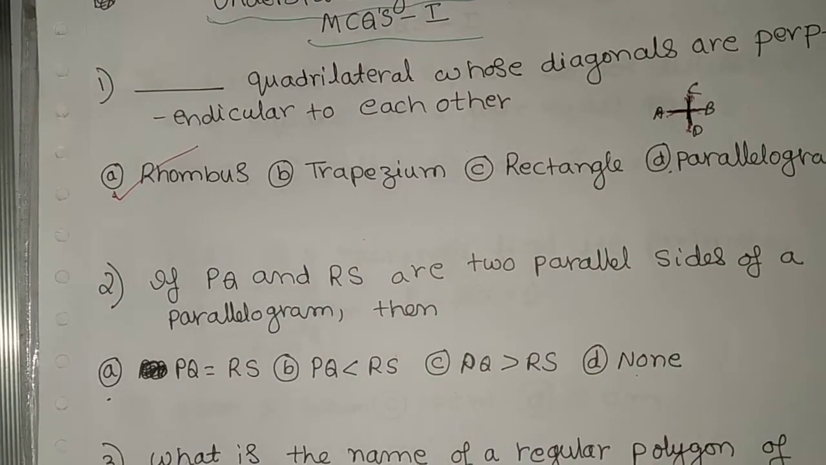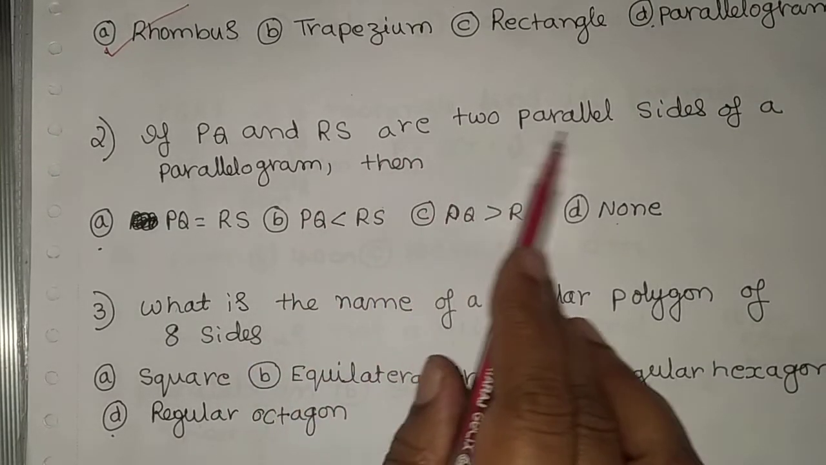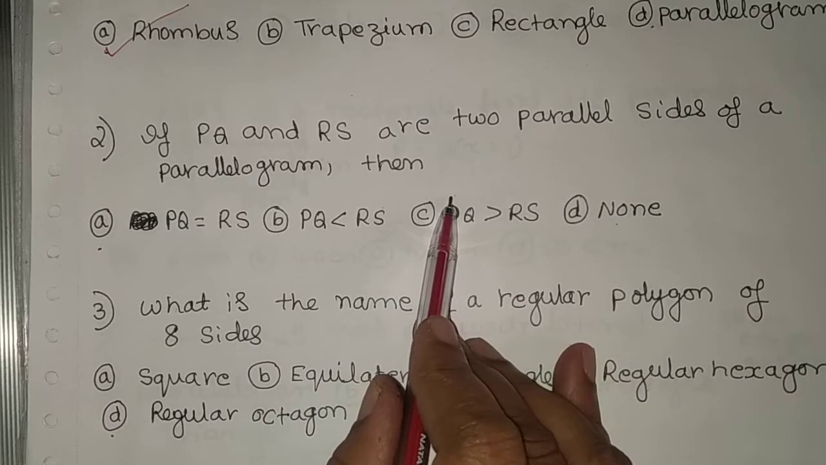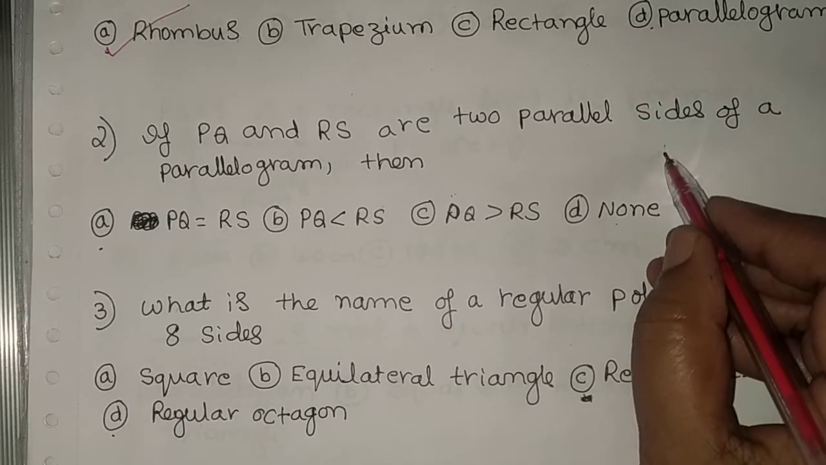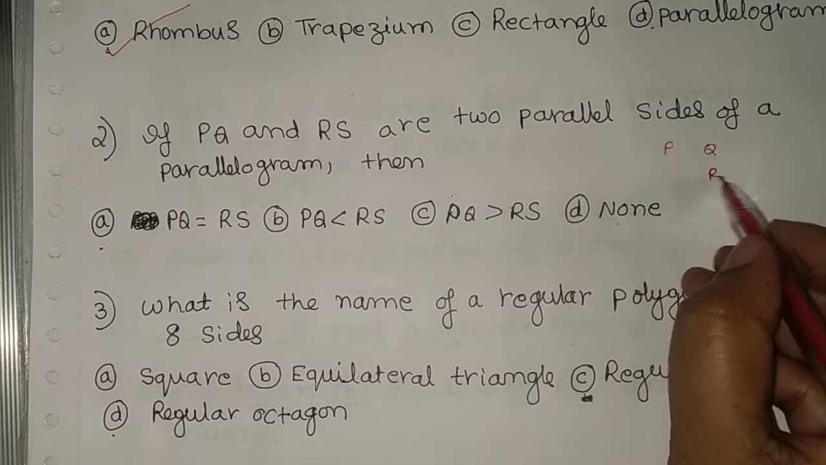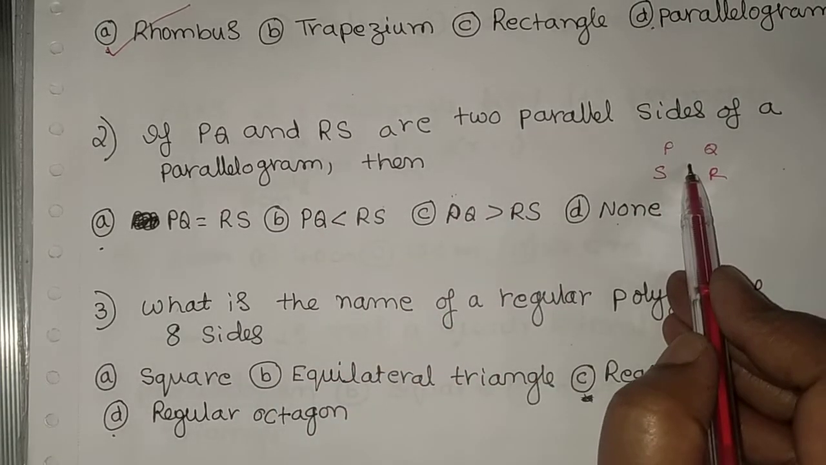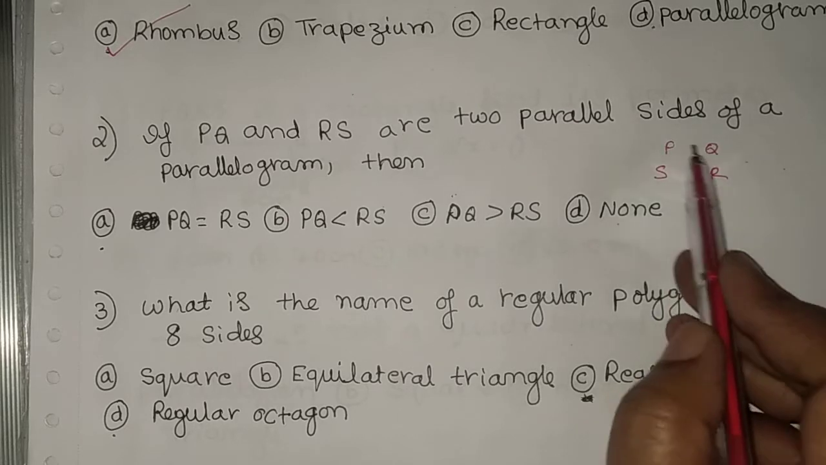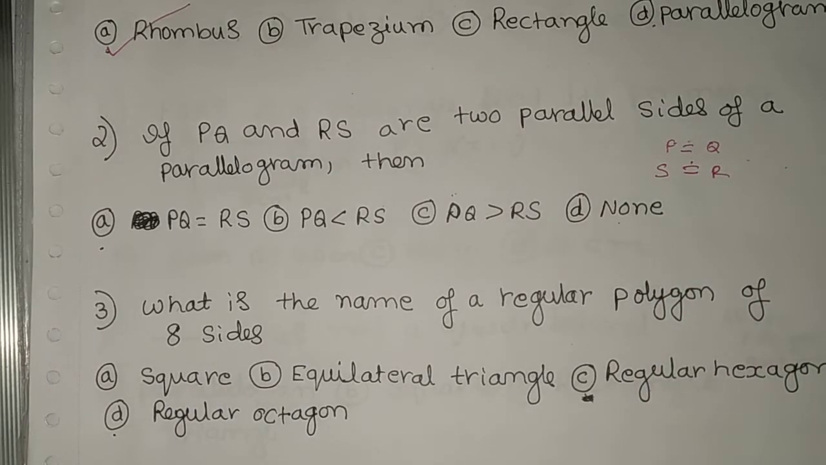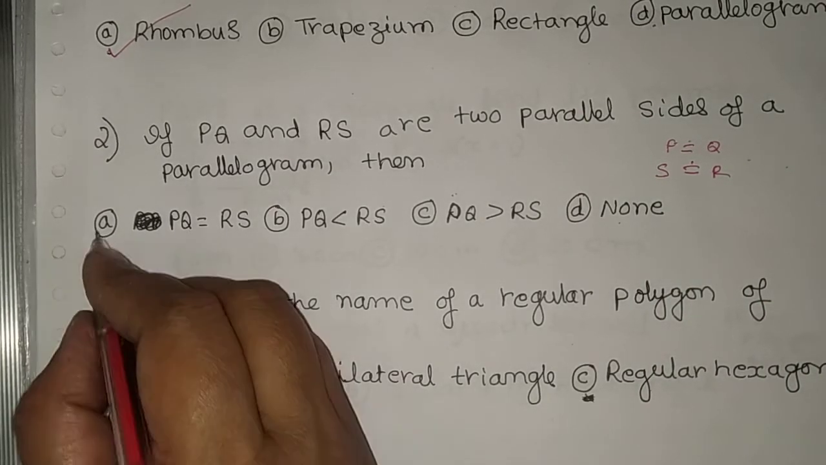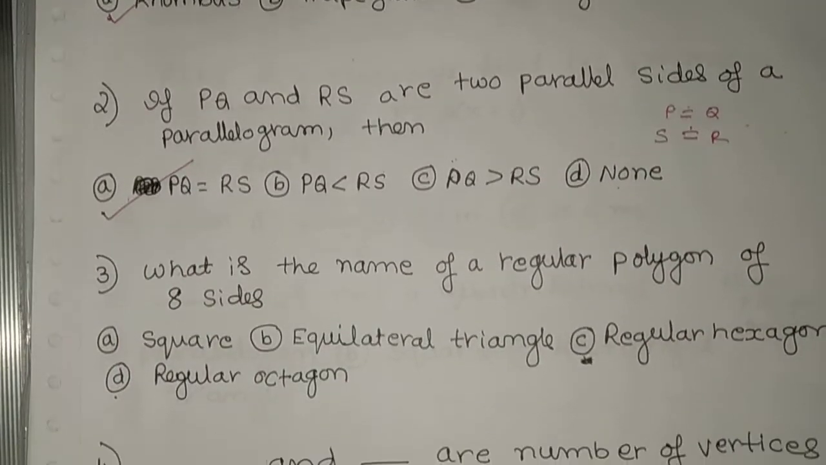So next is the next question. If PQ and RS are two parallel sides of a parallelogram, then what happens? So consider this one. PQRS is a parallelogram. So what happens? Opposite sides of the parallelogram will always be equal. So PQ will be equal to RS or SR. So which is the option here? Two parallel sides of a parallelogram are equal. So this is the option.